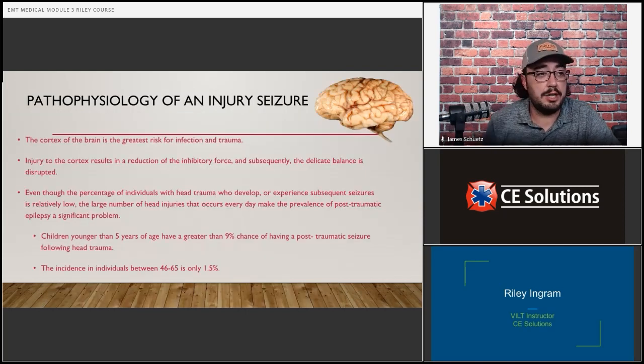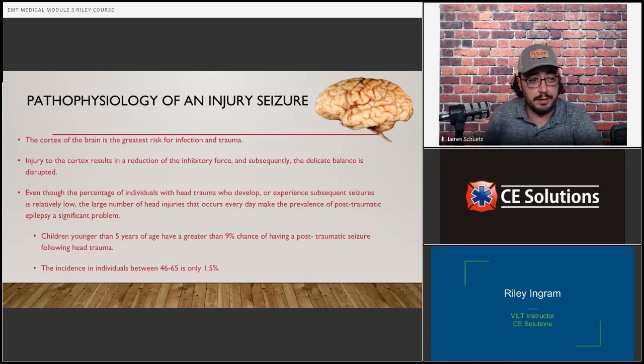All right, pathophysiology of an injury seizure. All right, so the cortex of the brain is at the greatest risk for infection or trauma, right? Which can alter that relationship that we talked about. So injury of the cortex results in a reduction of the inhibitory force, and subsequently, the delicate balance is disrupted. That all too important relationship is no longer there, right?